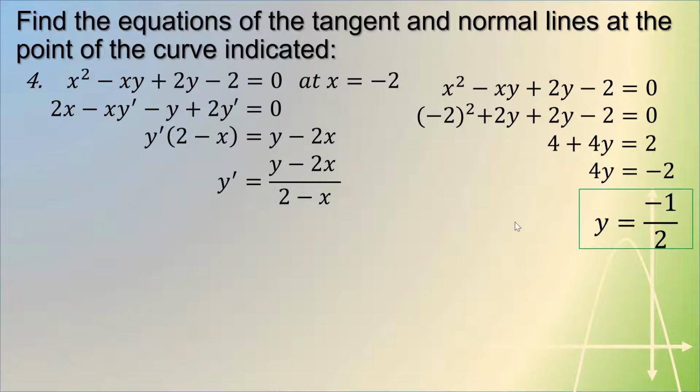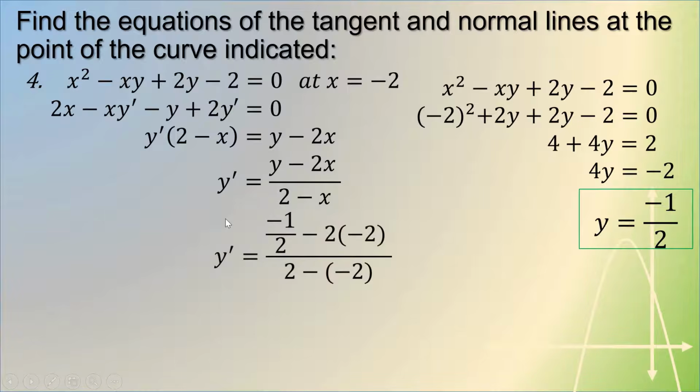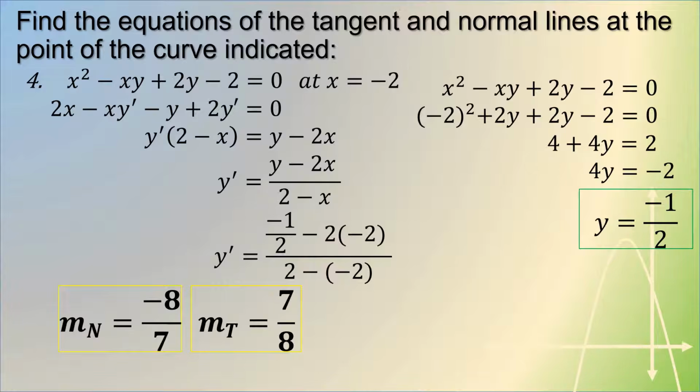And so back to our first derivative, substitute natin yung value ng ating y, negative 1 half, minus 2 times negative 2, divided by 2 minus negative 2. And so the slope for our tangent line is 7 over 8. This is the result of these fractions. And the slope for the normal line is, of course, the negative reciprocal of 7 over 8, which is negative 8 over 7.